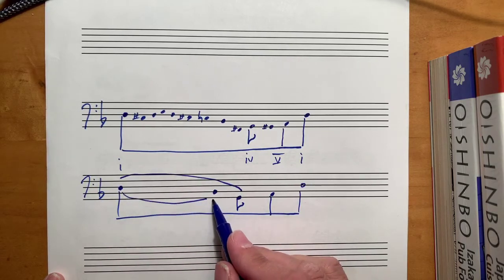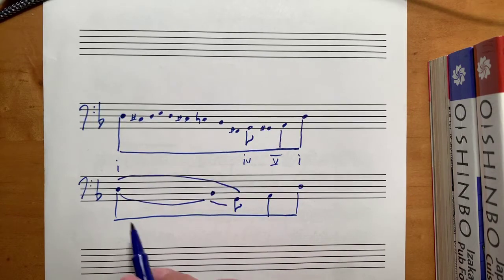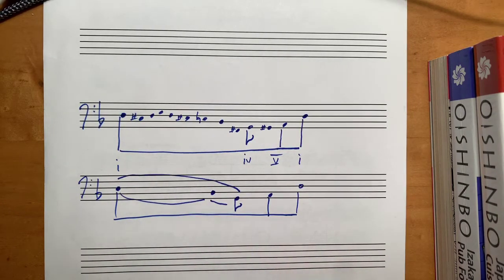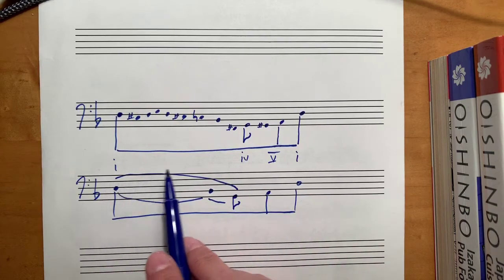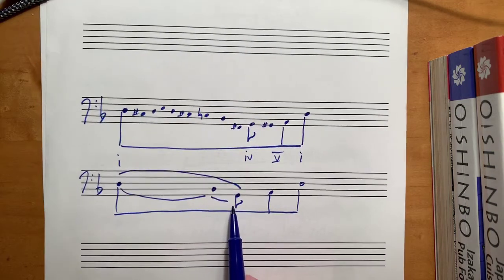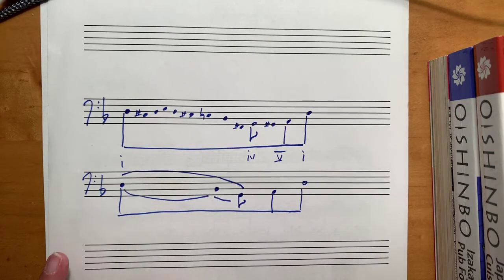Third. A fifth divided into two thirds. So rather than just 1, 4, 5, 1, instead of leaping down the fifth to the 4 chord, we do it as a subdivided leap, just like we saw in species counterpoint.